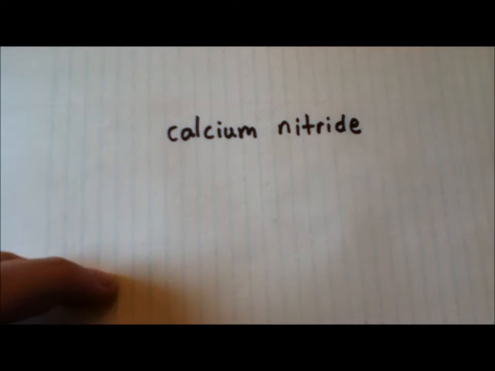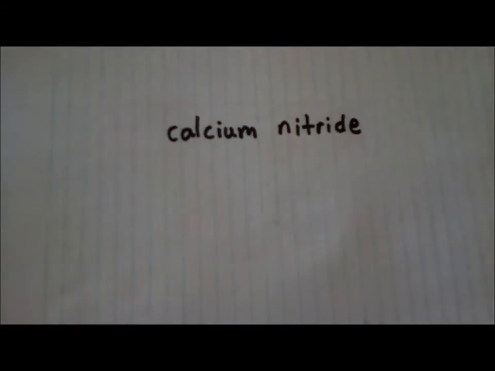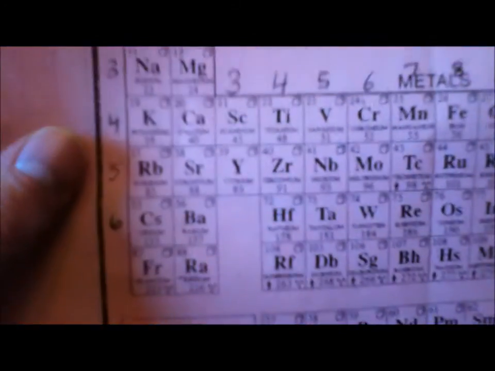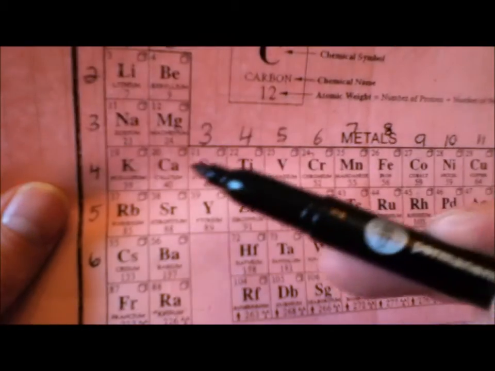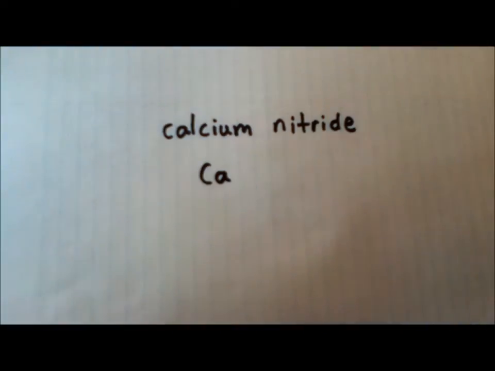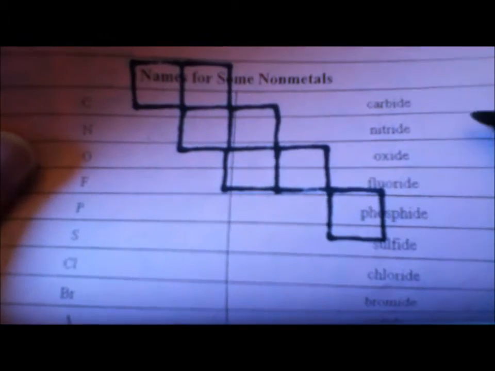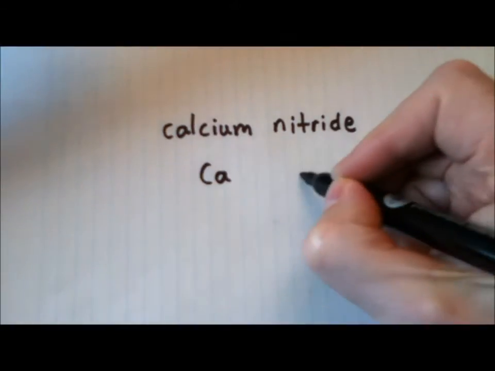Alright, so let's write calcium nitride. Calcium is a metal, so it's either middle or left on the periodic table. There it is right there in group 2, so we're going to write Ca. Nitride, again, how do we know if it's polyatomic or if it's just a regular ion? Well, let's look for nitride. When I look at the first list of nonmetals, I can see nitride is listed right there. So that's nitrogen. So I write N.